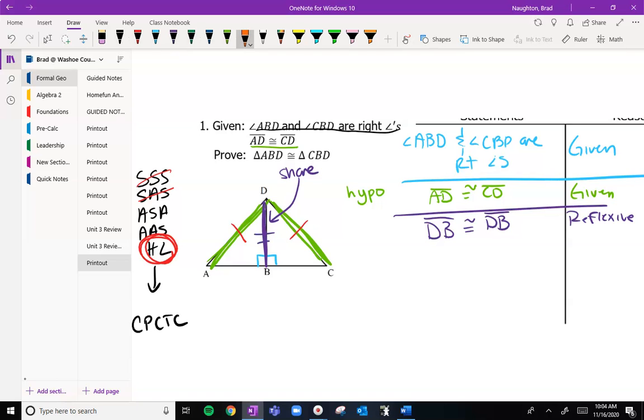So we definitely have HL on our list here. I'm going to go one tick mark to two. So triangle ADB is congruent to triangle CDB, and that's HL congruency. Ooh, love that HL. It's like the super shortcut.